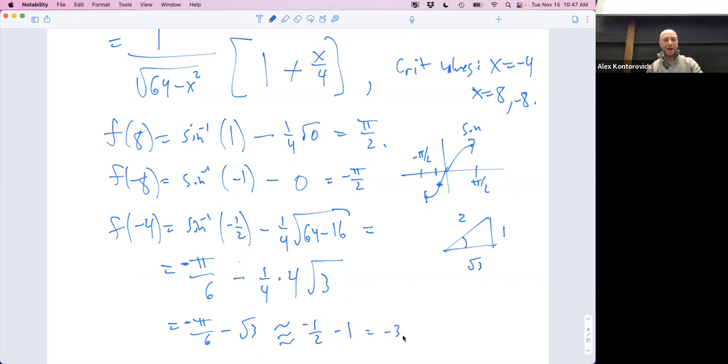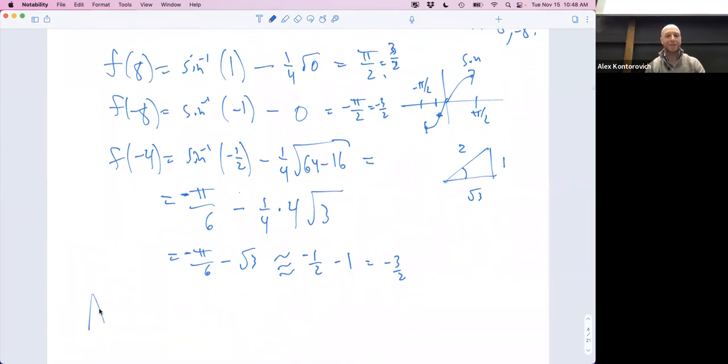That's at -3/2. That's at -3/2. This is also at -3/2. So who wins? Yikes. This is about 3/2. Okay, so this is definitely the absolute max. These two are negative. This is the absolute max. So absolute max is equal to pi over 2, and it happens at x equals 8.